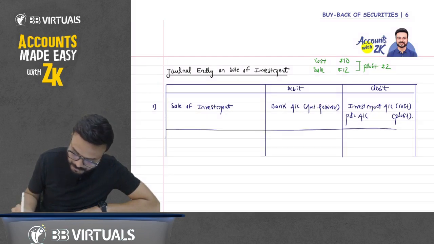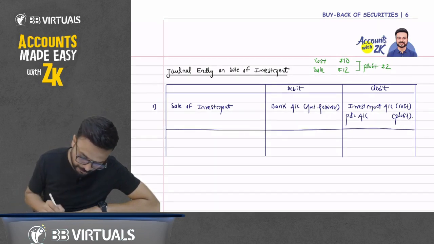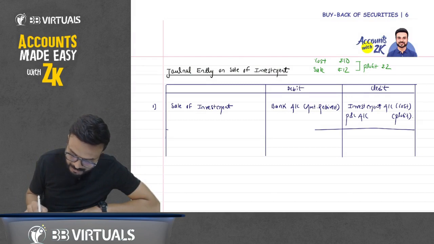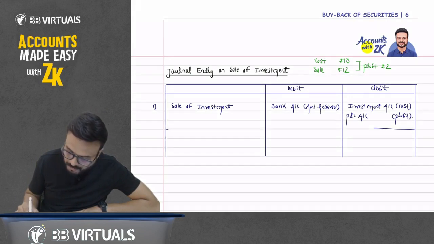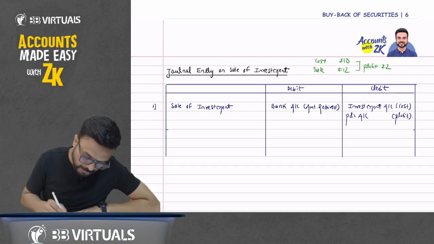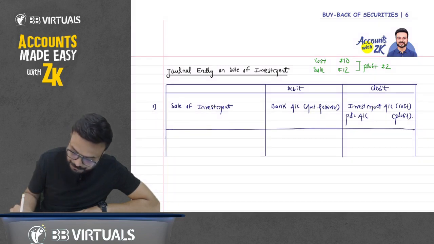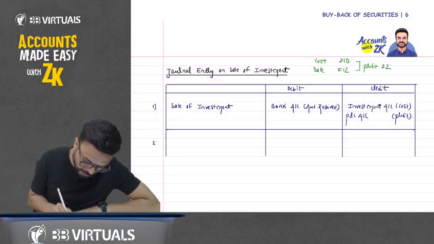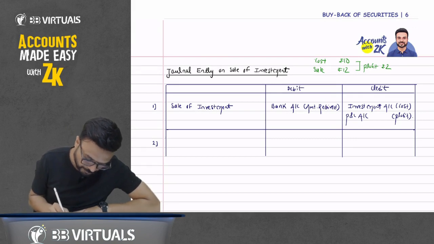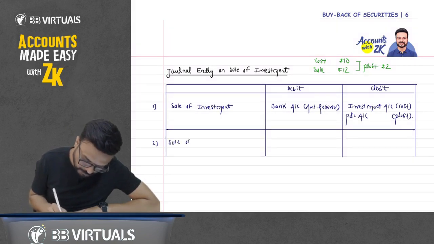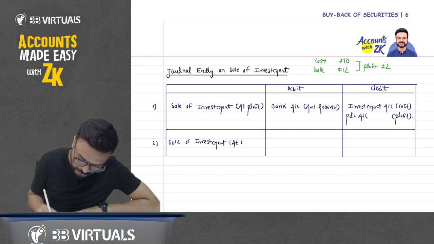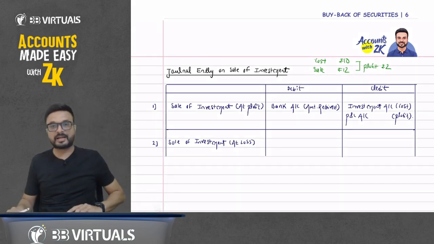Now second point here, it may happen that we sell the investment at loss. So they will give you information in the question and they will tell you the investment is sold at loss. So point number 2 here. Now here, let me write sale of investment at profit, and sale of investment at loss.